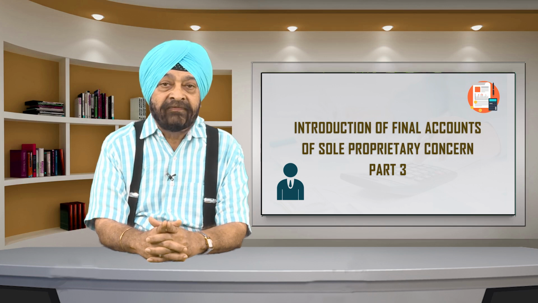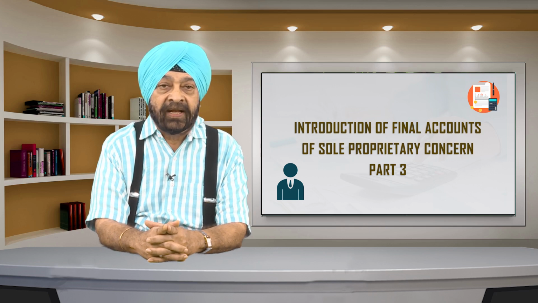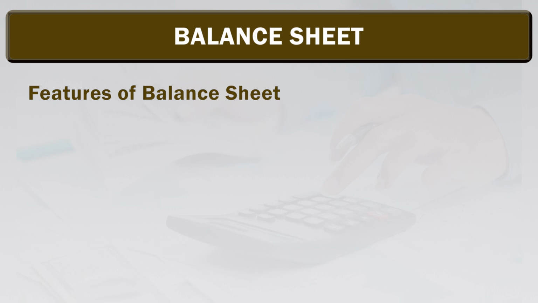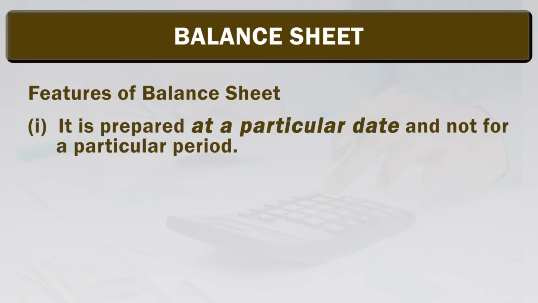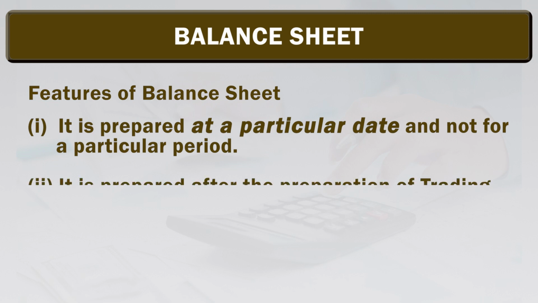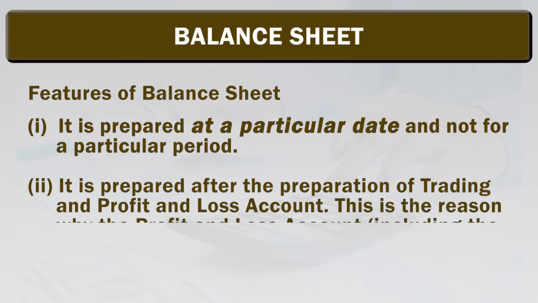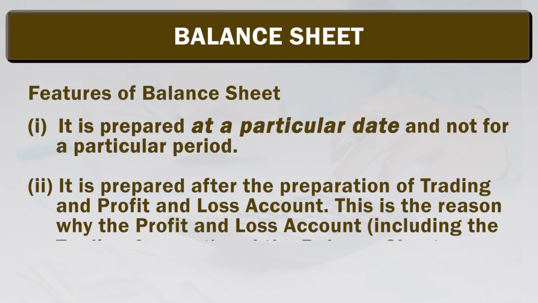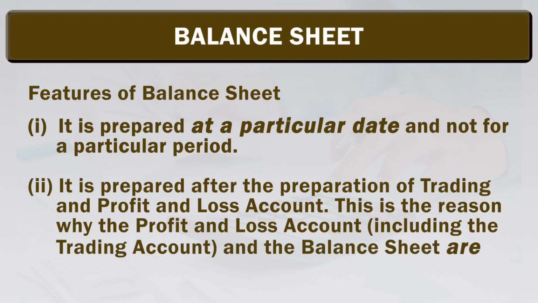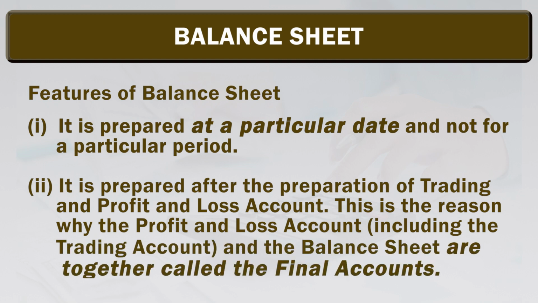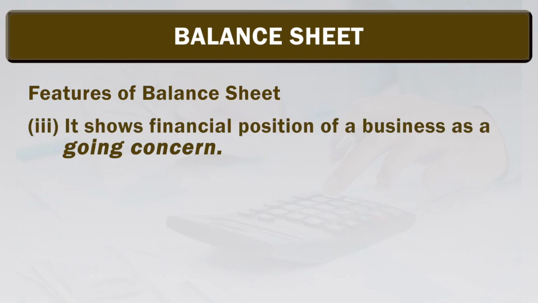So friends, after having an understanding of the purposes of the balance sheet, let us see the features of the balance sheet. Number one, it is prepared at a particular date and not for a particular period. It is prepared after the preparation of the trading and profit and loss account. This is the reason why the profit and loss account, including the trading account, and the balance sheet are together called final accounts. It shows the financial position of a business as a going concern.